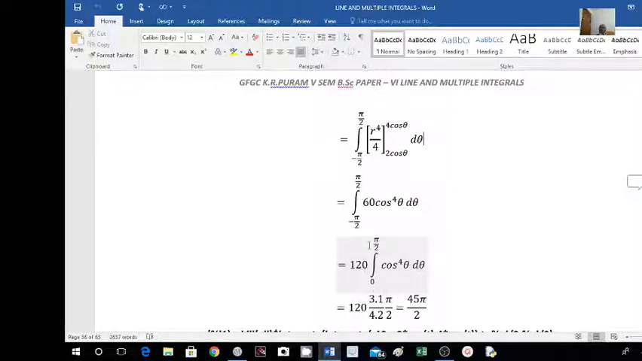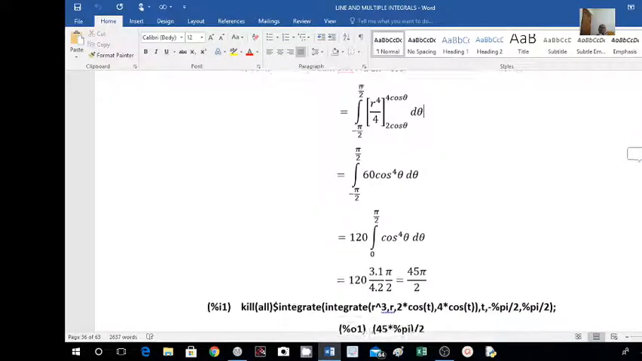Now for this integral, I can apply our reduction formulas. The numerator starts with 3 and decreases by 2 every time, 3 into 1. The denominator starts with 4, decreasing by 2, 4 into 2. Since the power is even here, I have to write pi by 2. So that is 120 into 3 pi divided by 4 into 2 into 2. After simplification, I will get 45 pi by 2.